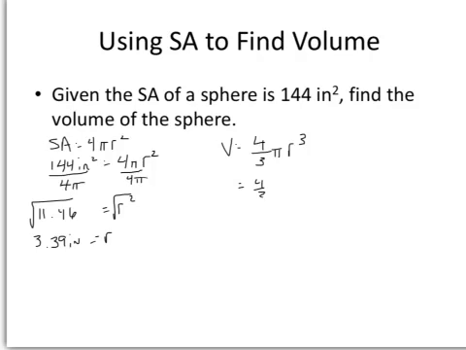Now I can use that in my volume formula. So that's going to be 4/3 times pi times that 3.39 inches for my radius, cubed. I cube that, multiply by 4, multiply by pi, and divide by 3, and I get my volume is 162.49 inches cubed for my sphere. I could have left it in terms of pi. I chose not to because I already had so many decimals. But if you didn't have a lot of decimals, I would say go ahead and leave it in terms of pi.